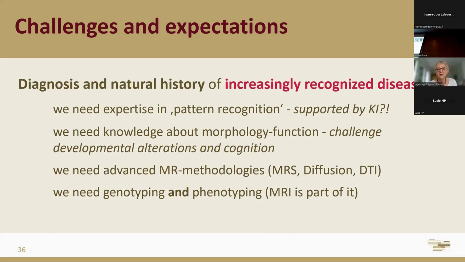Of course, it is a challenge when it concerns developmental alterations and cognition, because there you really cannot rely only on visual inspection. And we need advanced MR methodologies in order to better understand the mechanisms of what is going on during natural history, for instance in mitochondriopathies or in inflammatory disorders. And all that is about broadening up phenotyping. MR is part of phenotyping to assist genotyping, which is more and more important in pediatric neurology.